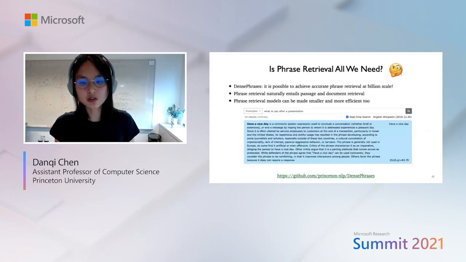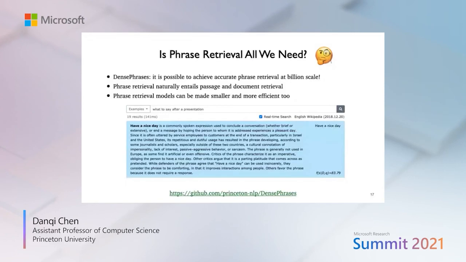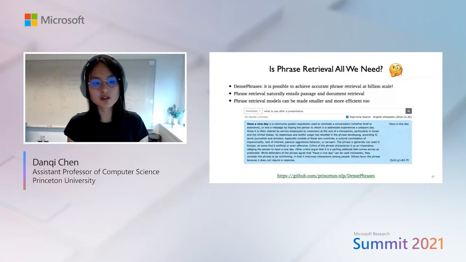So let me just conclude here. In our DensePhrases project, we show that it's possible to achieve accurate phrase retrieval at a billion scale. And phrase retrieval naturally entails passage and document retrieval. And phrase retrieval can also be made smaller and more efficient.